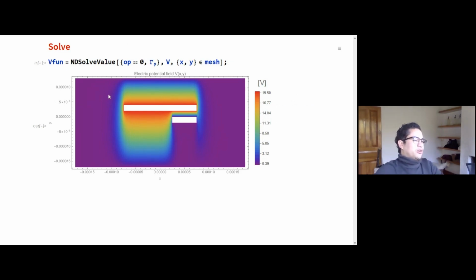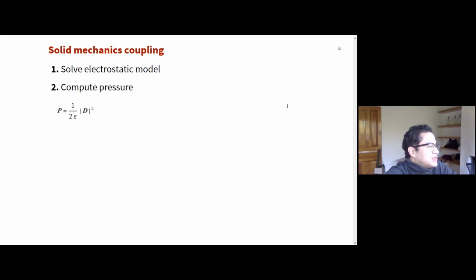After solving it, we are going to see this distribution that matches with our boundary conditions. We can see already the voltage difference, and here we can see the gradient of voltages that is going to create this electrostatic force between the electrodes. So the good thing about this model is that you only need to compute the electrostatic model once, and then you can go to the solid mechanics models and do the coupling. So in this case, the solid mechanics coupling is going to be with a pressure.